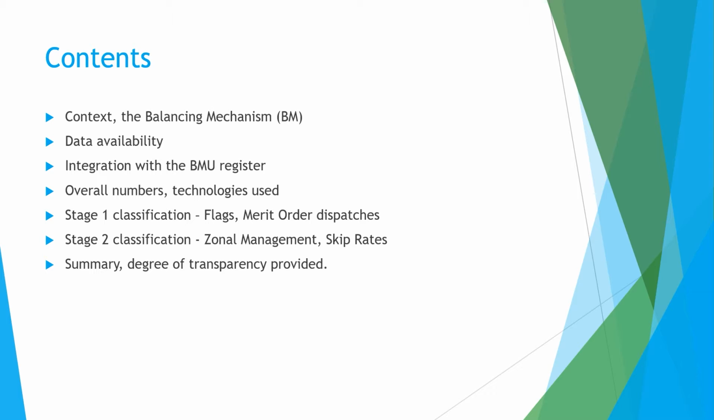So we'll see that it has two stages of classification where some rationale is given for decisions in the control room, but that there is definitely a limit to transparency. And this is what I'll summarize with.